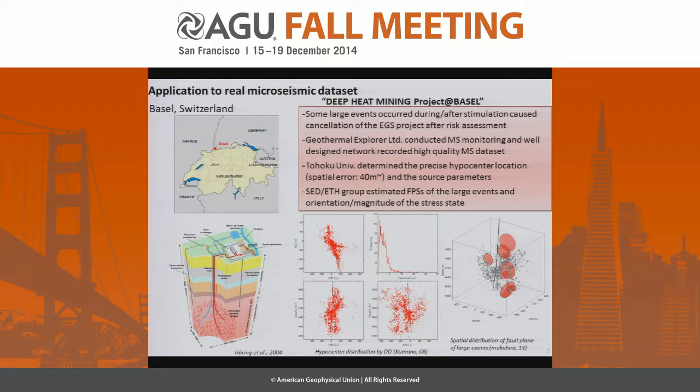Okay, so I'm changing my talk to the application to a real microseismic dataset. I tried to apply this model to the microseismic dataset from Basel. I skipped the details of Basel, but our group has determined the precise hypocenter locations like this, and I have also estimated some fault areas like this.